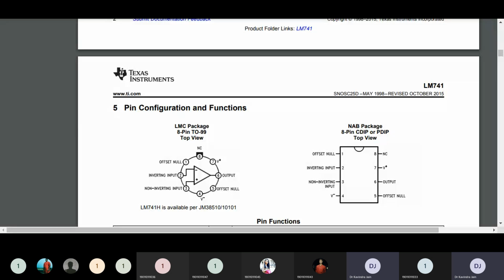So now if I provide two inputs, one at pin number 2, one at pin number 3, then what is the output that we are going to receive? That is a matter of concern.